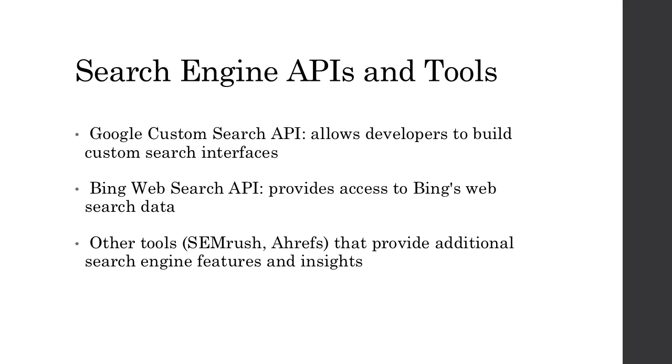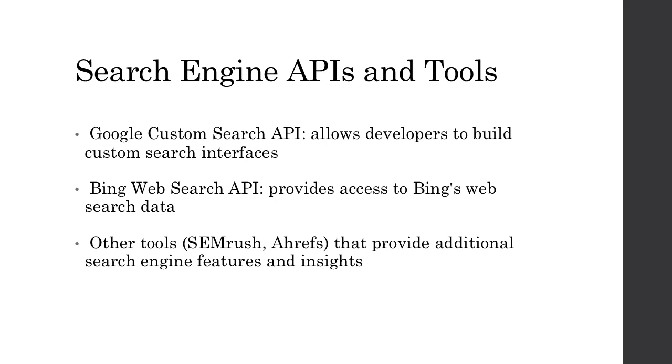Search engine APIs and tools. Google Custom Search API allows developers to build custom search interfaces. Bing Web Search API provides access to Bing's web search data. Other tools, SEMrush and Ahrefs, provide additional search engine features and insights. Here's a simple explanation with a real-world example.